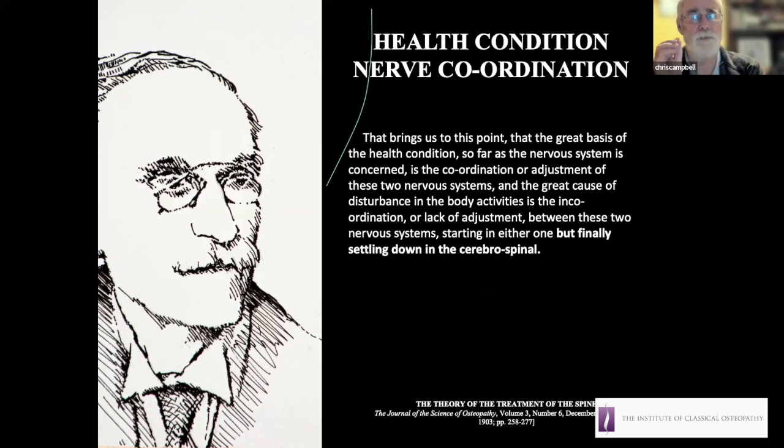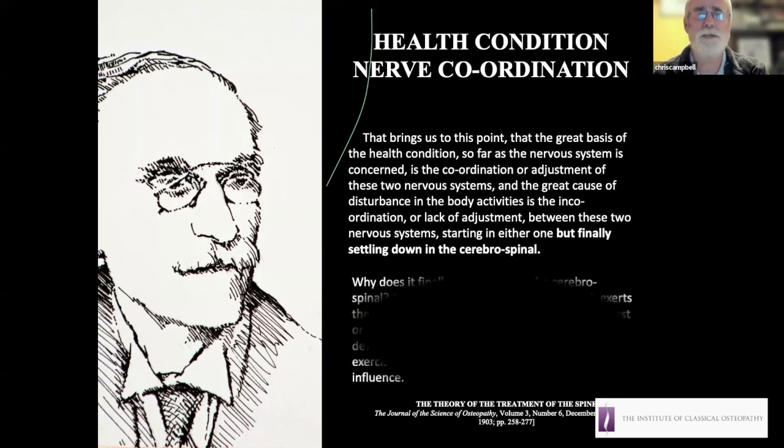And that's what Wernham and Littlejohn were totally against in terms of how to work on the body: how to work gently and quietly with the vital force. So it's this coordination or adjustment of these two nervous systems. The great cause of disturbance in the body activities is the incoordination or lack of adjustment. And no matter where it starts, it ends in the cerebrospinal side. That cerebrospinal side is reflected into the right sacroiliac joint. The sympathetic is reflected into the left one.